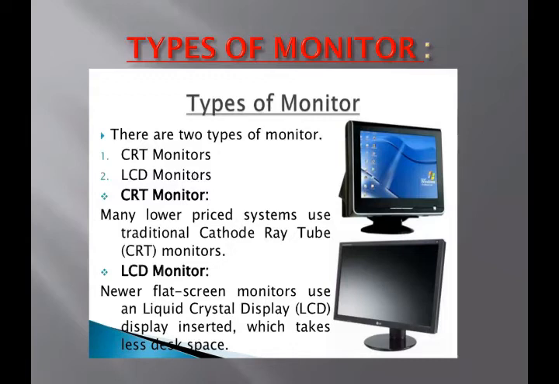CRT, cathode ray tube, is a vacuum tube that contains one or more electron guns. A CRT monitor is similar to the television screen and also works in the same way. It uses a large vacuum tube called a cathode ray tube. CRT is the technology used in most older televisions and computer display screens. A CRT works by moving an electron beam.